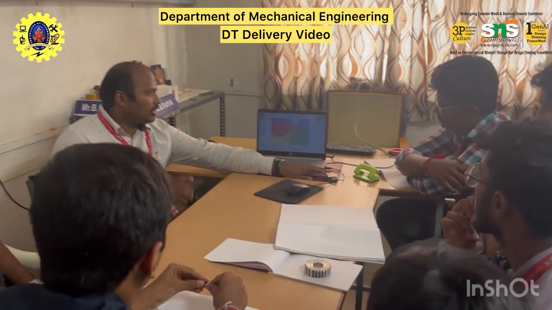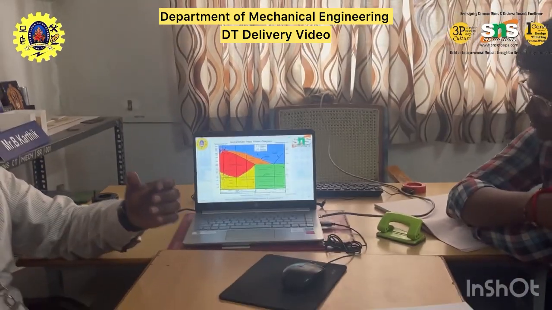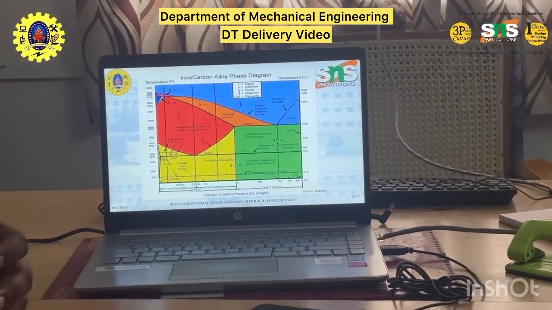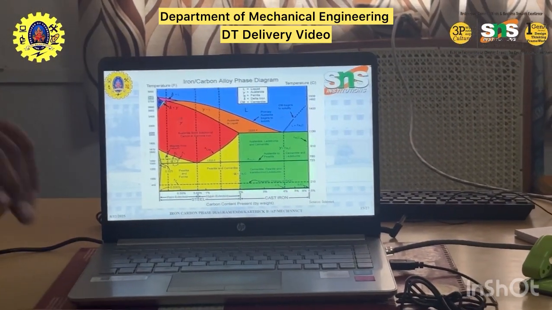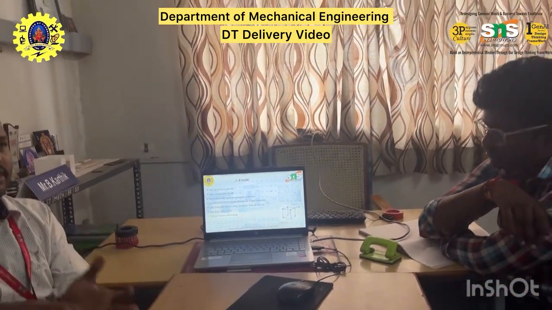So as you all say, this is the combined form. These are the invariant reactions and the individual phases. Combining them, we get the iron carbon alloy phase diagram. Okay. So here we'll see the single phases individually.